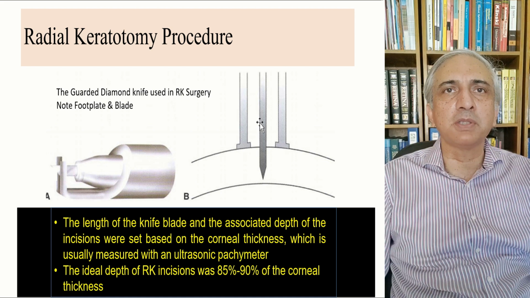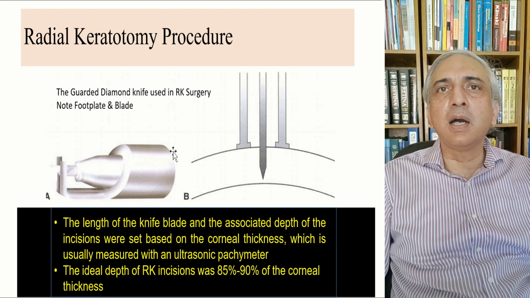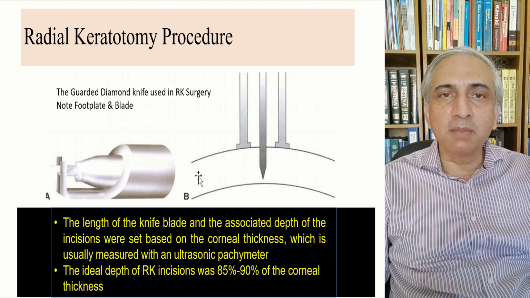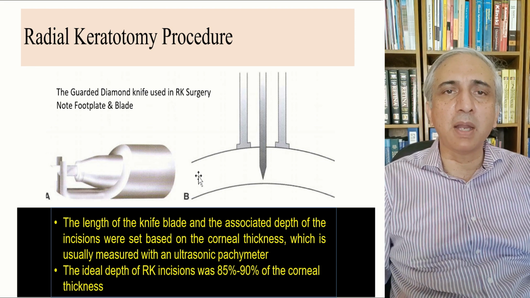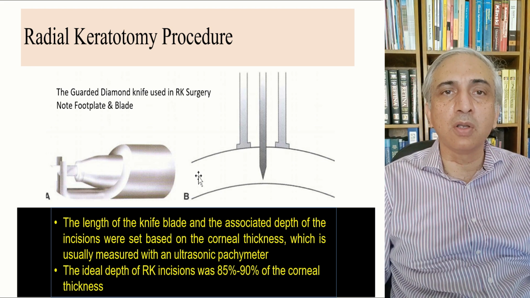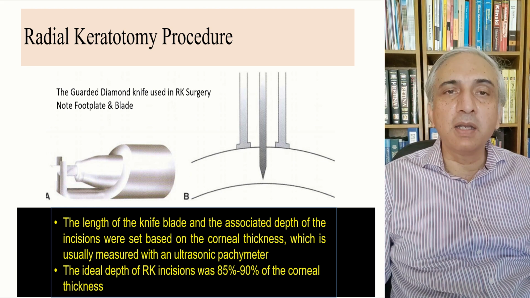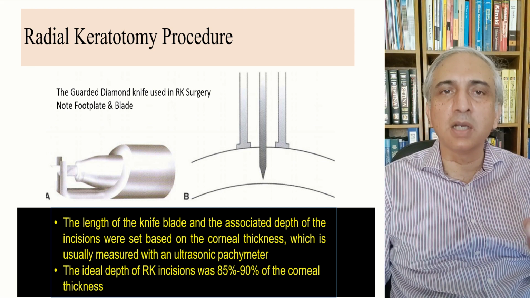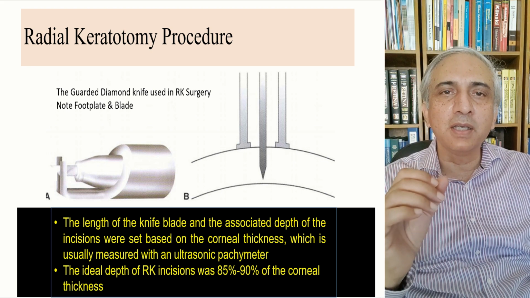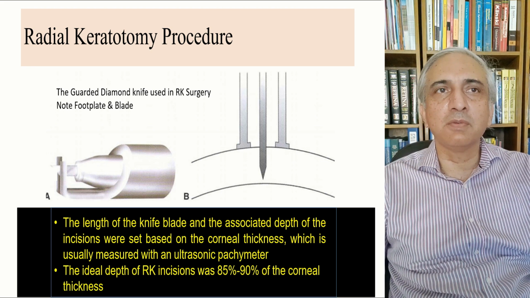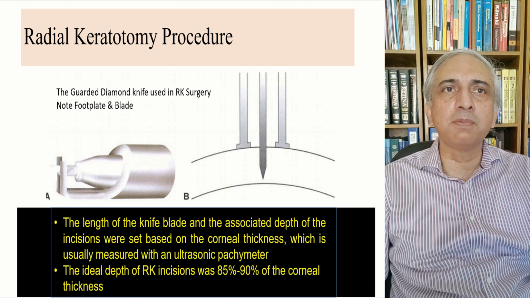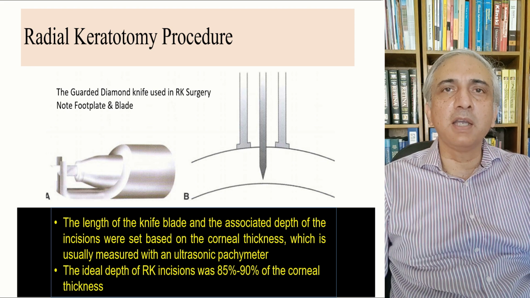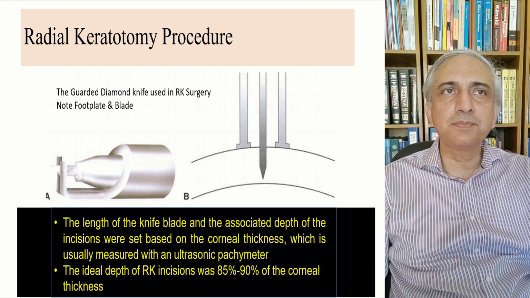So it goes to about 80 to 90% of the depth, and this is the guard which you place in so that the diamond knife does not go full thickness, because sometimes it's a complication of astigmatic keratotomy and radial keratotomy that you've gone full thickness. In order to prevent that, you need to have corneal pachymetry at different points before you do this procedure, so you can set the guard of the diamond knife at that thickness. The length of the knife blade and associated depth are set based on the corneal thickness which we discussed, and the ideal depth is about 85 to 90% of the corneal thickness.